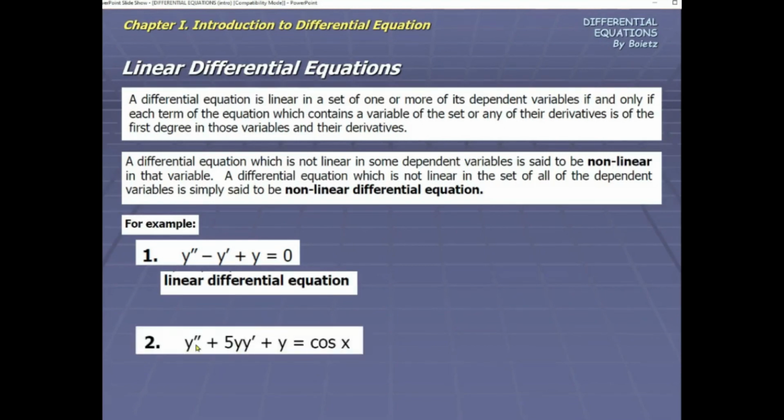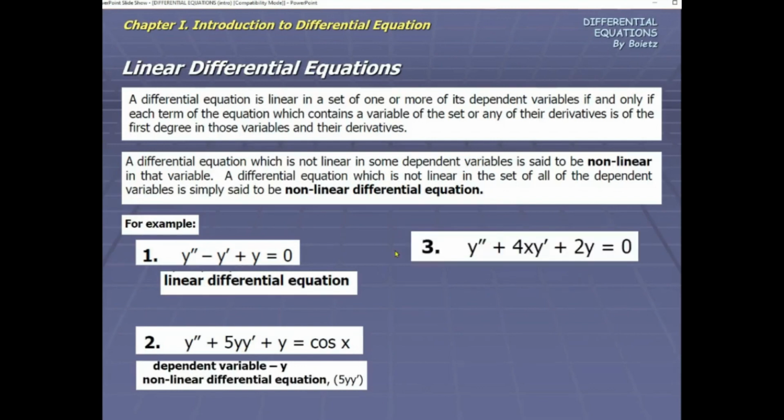How about this one? Y double prime plus 5y y prime plus y equals cosine x. Okay. Ano dependent variable mo dito? Y. Kasi the second derivative of y with respect to x yun. So, ito, raised to 1 lang siya. Kaya lang ito, yung y, yung dependent variable, minultiply sa kanyang derivative, parang naging isang klase lang siya ng variable. Parang nag-square na siya, nag-multiply silang dalawa, hindi na sila linear. Parang raised to 2 na siya. So, therefore, this one is a non-linear differential equation. Dahil nag-multiply yung dependent variable tsaka yung kanyang derivative.